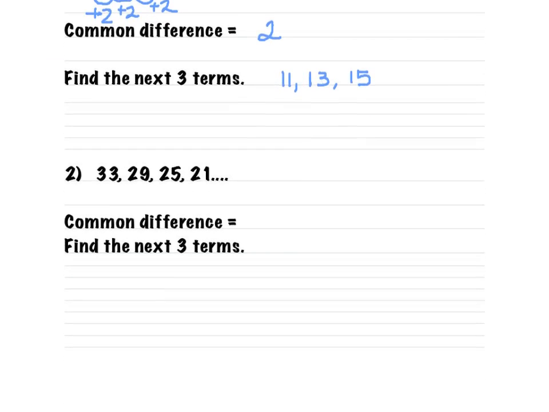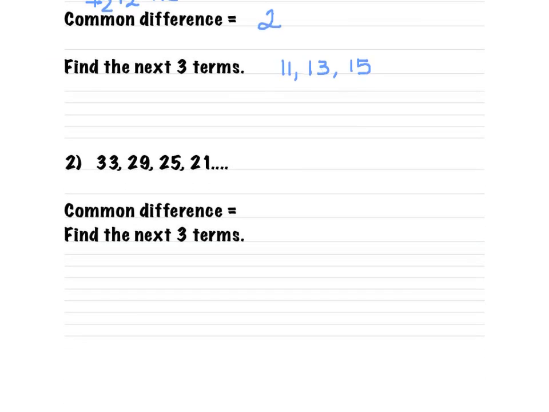Okay, let's look at the next one. Try that one on your own. Pause the video now. Okay, this is an arithmetic sequence. The common difference is -4. From term to term, there's 4 being subtracted, or -4 being added. And the next three terms for this sequence are 17, 13, and 9.